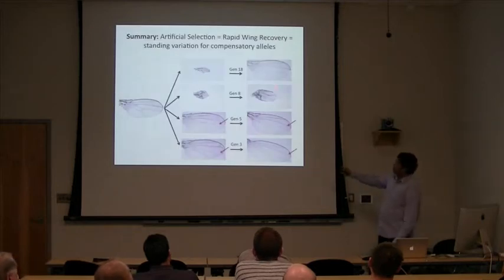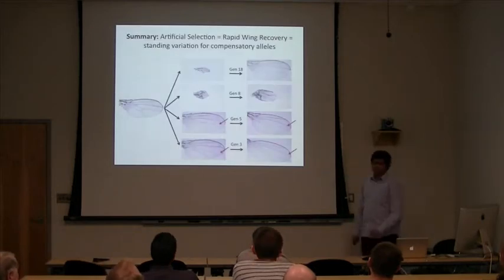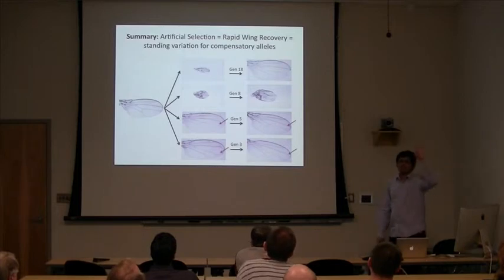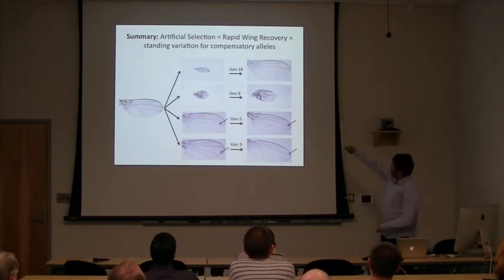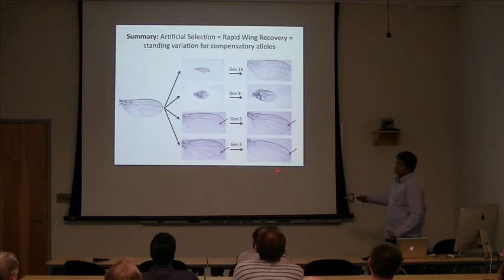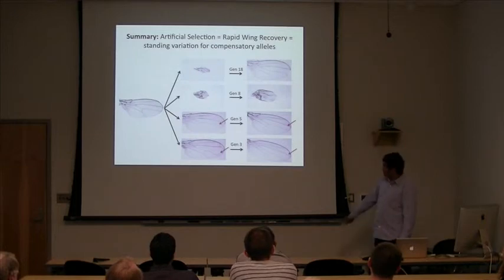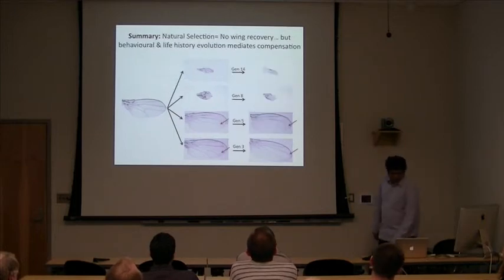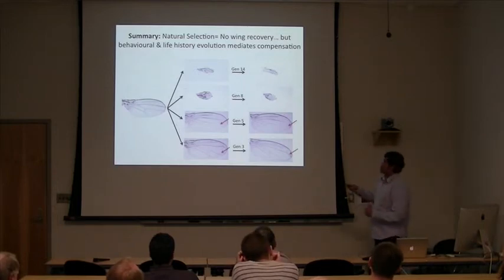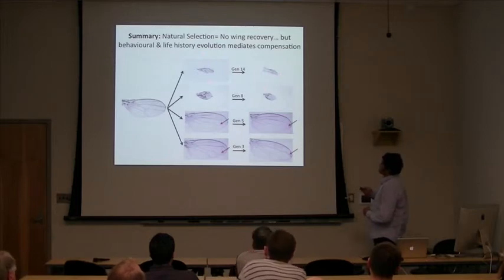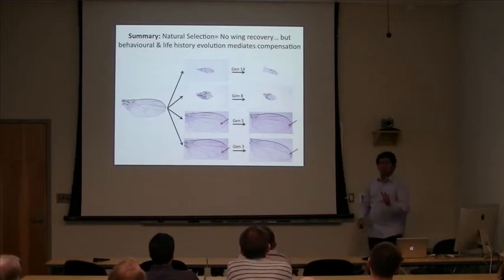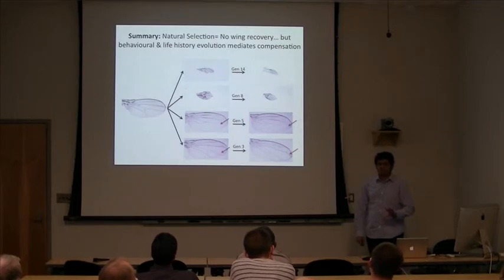So again, a rapid wing recovery in artificial selection. Remember those other 3 characters I talked about? These mutations. We seem to be getting similar reactions here also. So wings are recovering via artificial selection. But there is no change in the wing when we look at natural selection here. But at least for this particular mutation, there is behavioral and life history compensation of some sort.